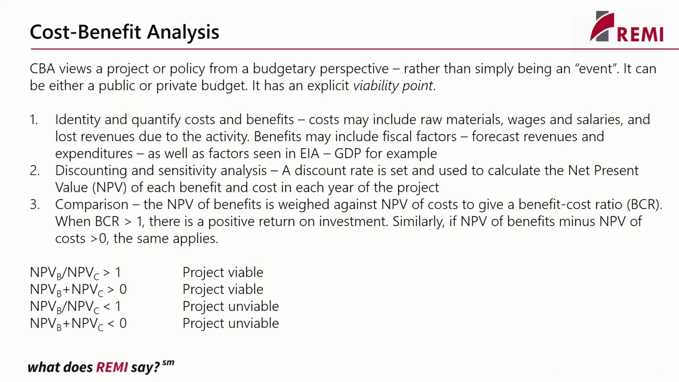So yeah, again, instead of simply being an event, it's some kind of decision being made. Oftentimes it's against a budget or it's against the returns on some form of expenditure. So it has an explicit, what we call a viability point, or it has a measure of viability. So the first step is to identify and quantify different costs and benefits. And this can range very widely.